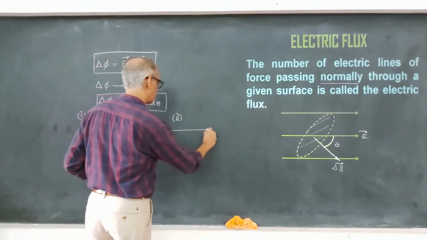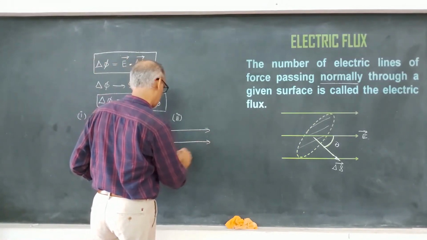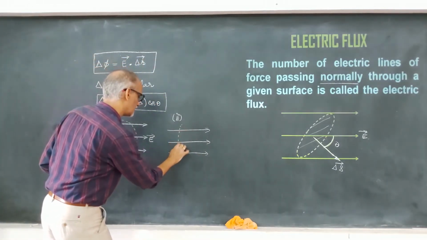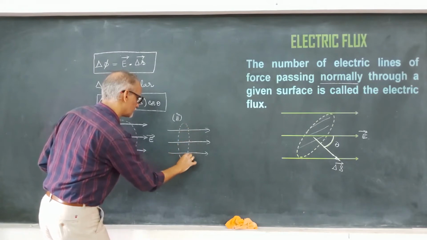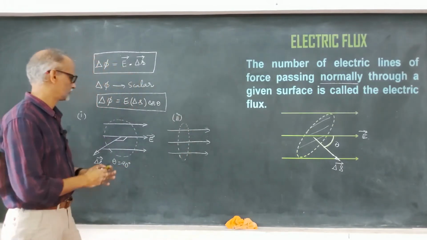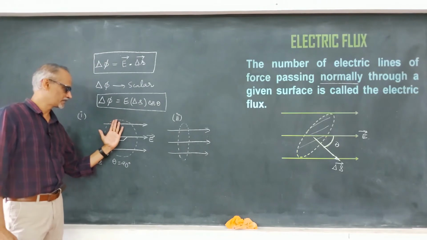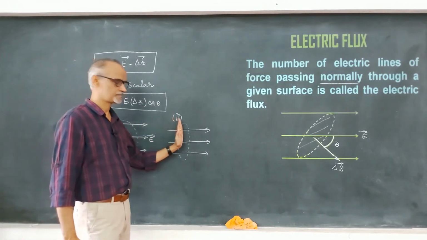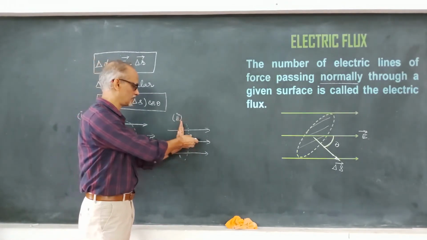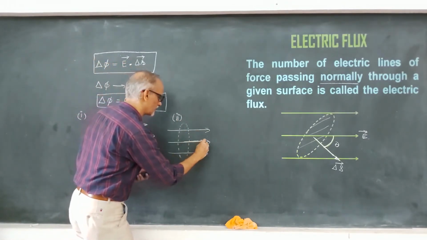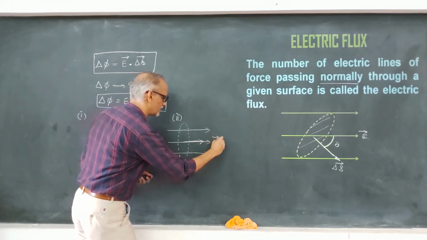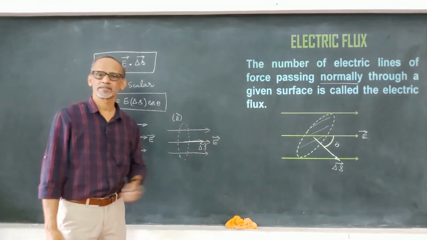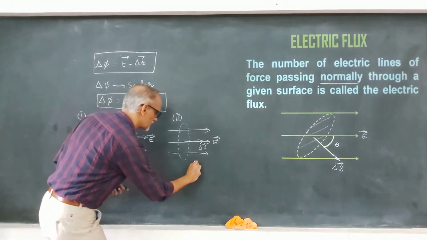Now I am going to consider the same electric field, and the surface is here. If you rotate the same surface like this, then we get it like this. In this, the area vector will be like this. This is the direction of the area vector, and this is the direction of the electric field. So here both the area vector and the field are along the same direction. What is theta in this case? It is 0 degrees.